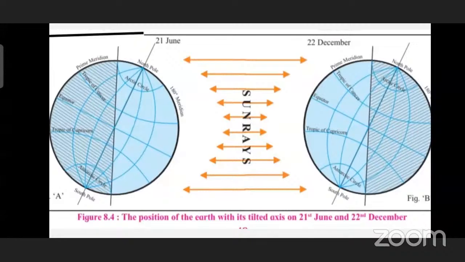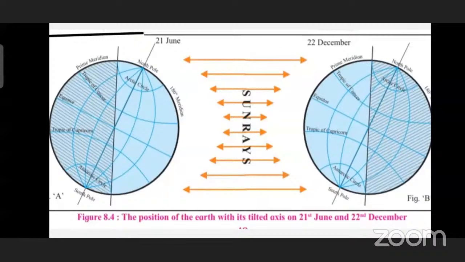So by seeing this figure, what we can see, students, is that because of the rotation of the Earth, the axis of the Earth is tilted. So either the North Pole is towards the Sun or the South Pole is towards the Sun. So next, you see what happens.